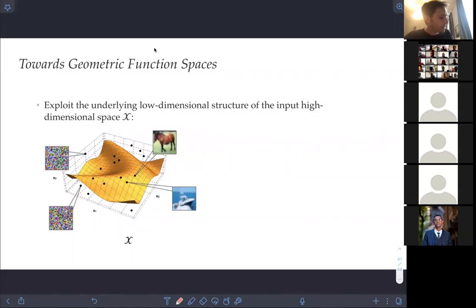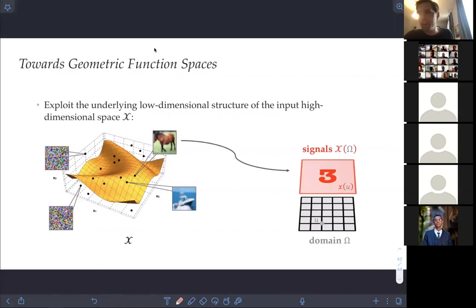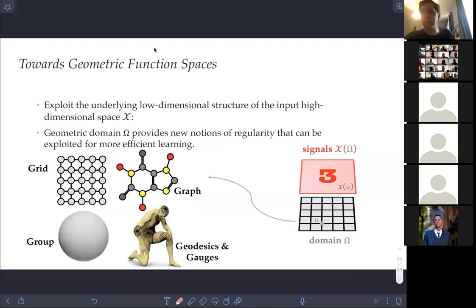But in fact, every point is not just a point in a high dimensional space. Every point itself is a signal. When we look at a point here, like a horse, or anything that you visualize, it is itself a function. So this high dimensional space X is hiding inside itself a low dimensional structure. This low dimensional structure can be, as I illustrated here, a grid in 2D, or, as you will see later in the lecture series, a group, for example a sphere, a graph, or a geometric object like a mesh.